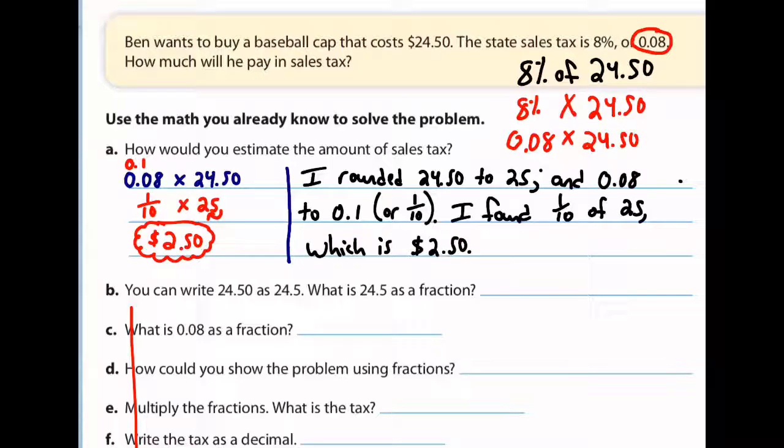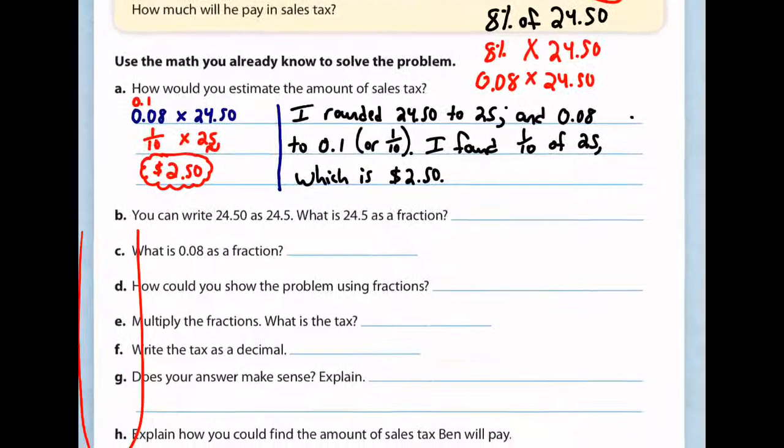Remember, your estimate may be different. That's how I did mine. You're welcome to use my answer if you did it incorrectly. But if yours is pretty close to $2.50, then keep it. All right, so now let's go to problem B.